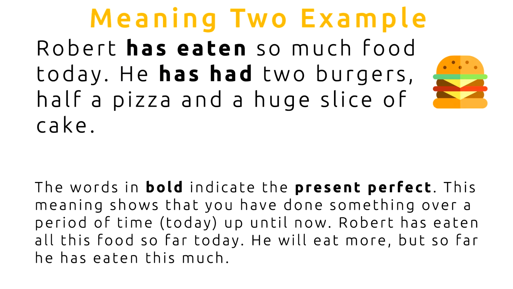So that's meaning 2. It's very similar to meaning 1. Remember, meaning 1 is from when you were born up to today. But meaning 2 is talking about a shorter time period. For example, 1 day, today, or 1 week. So I can say, so far this week, it's a very short time period, I have eaten 3 hamburgers. You see? So I'm talking about a much shorter period.